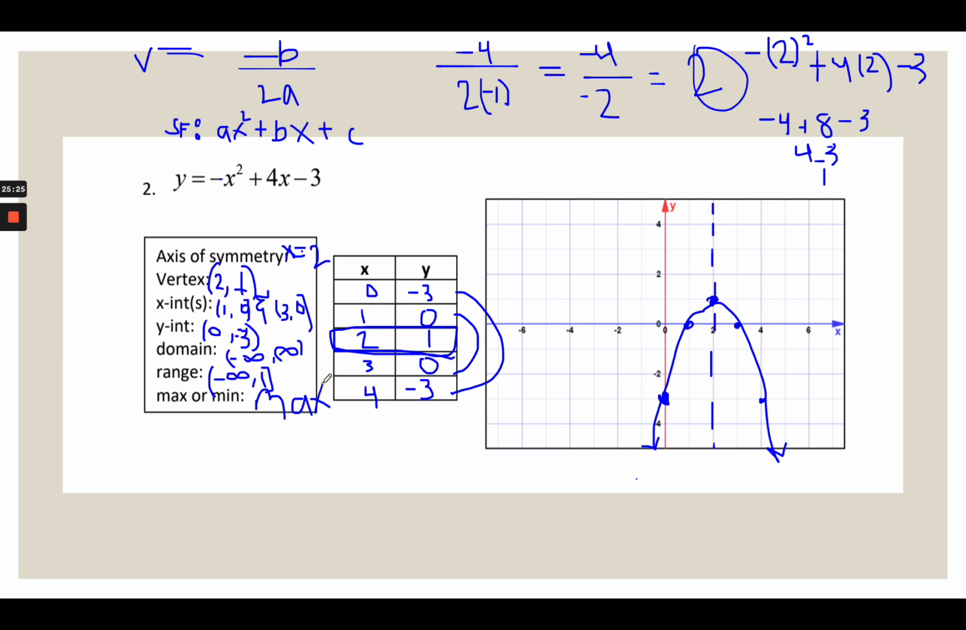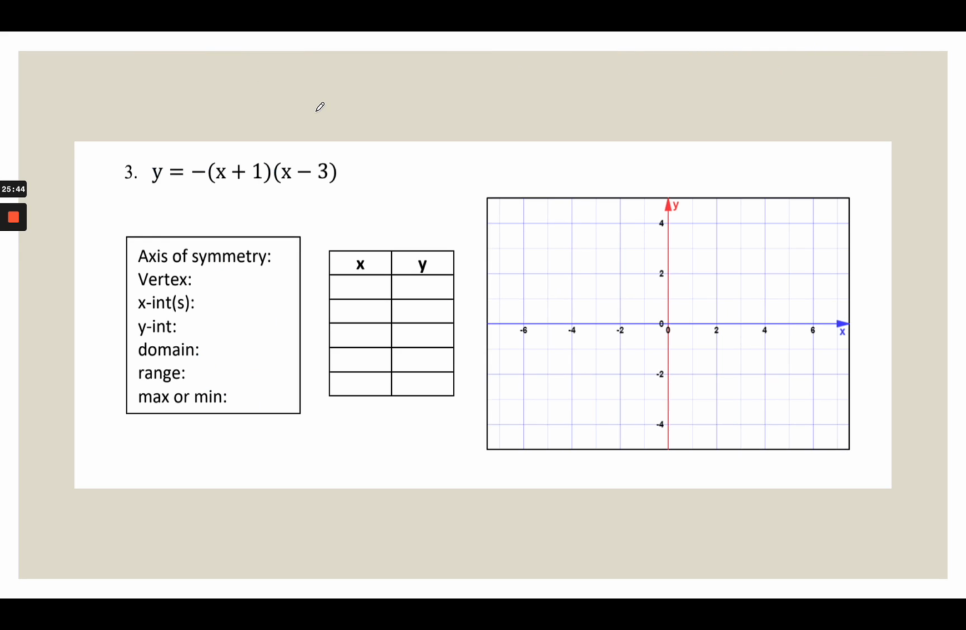So that's how you do standard form. Remember, use that little quadratic functions table at the very top of your 3.4 notes. So you remember that to find the vertex, you do negative b over 2a and then plug it in. Okay? All right. Last one is going to be in factored form.